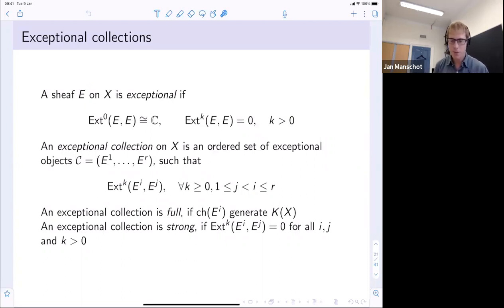Now an exceptional collection is full if the Chern characters generate the K group of the surface. If we assume that there are no one-cycles or no odd cohomology, then this R here is just equal to the Euler number of the surface. And an exceptional collection is strong if the Ext^k is equal to 0 for all i and j which are larger than 0.